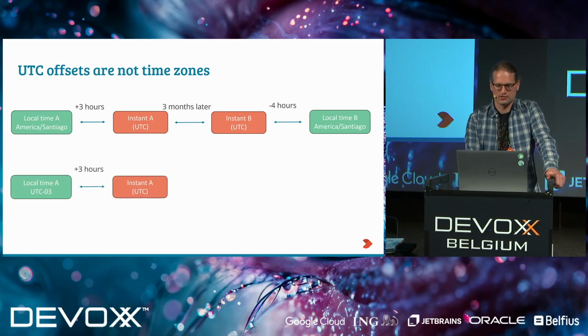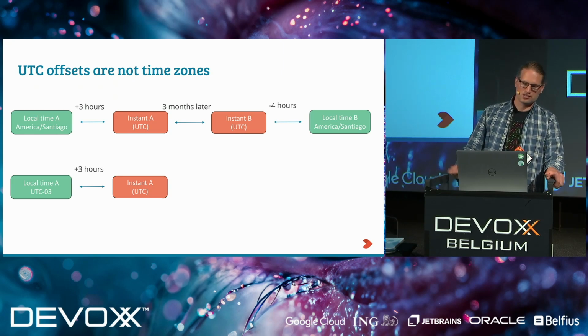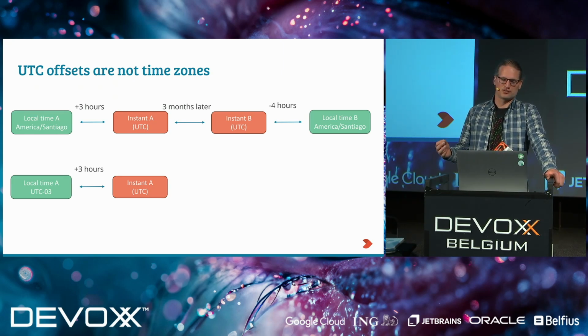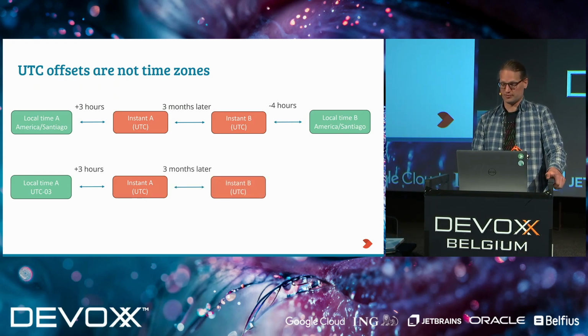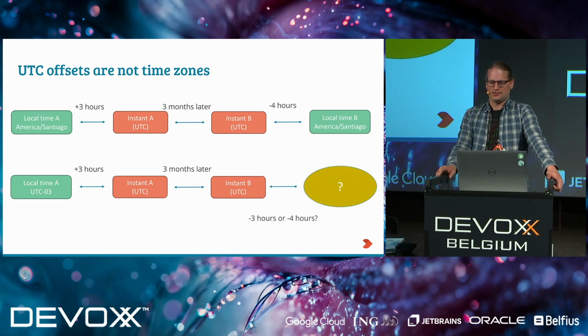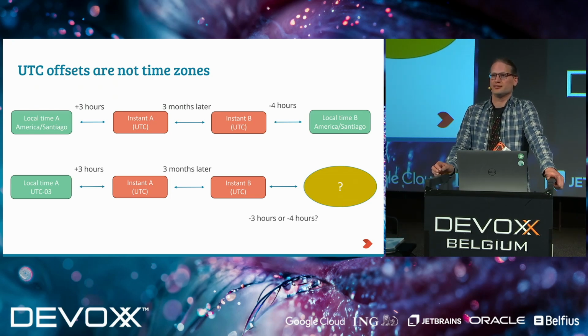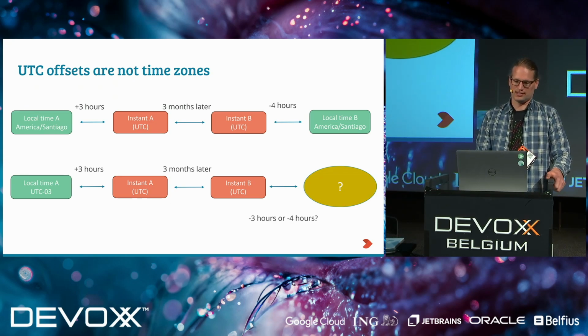If we only have the UTC offset though, we can't do this. Because we start with the local time, it has a UTC offset of -3. So we add 3 hours to reach UTC. We can add 3 months, so far so good. But now, do we go back 3 hours or 4 hours? I mean, if you know where it was, and if you know which time zone it was, you can know this, but we only have the UTC offset, right? So that's a problem in this case.